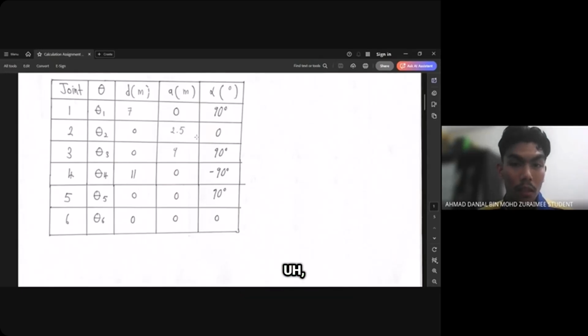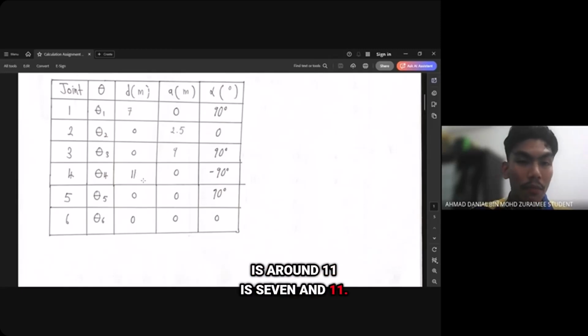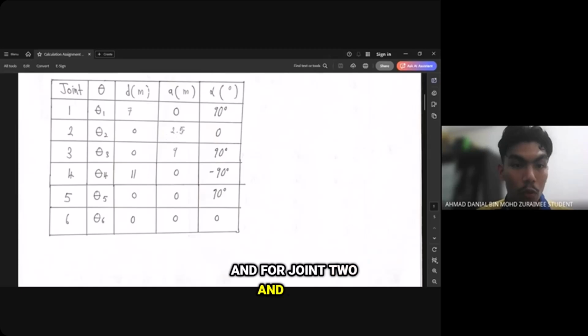As you can see, the d distance of joints 1 and 4 is around 7 and 11 meters. For joints 2 and 3, the a distance is 2.5 meters and 9 meters. For alpha, joint 1 is 90 degrees, and joint 3 is 90 degrees also. Joints 2 and 6 are 0. Joints 3 and 5 are 90 degrees.